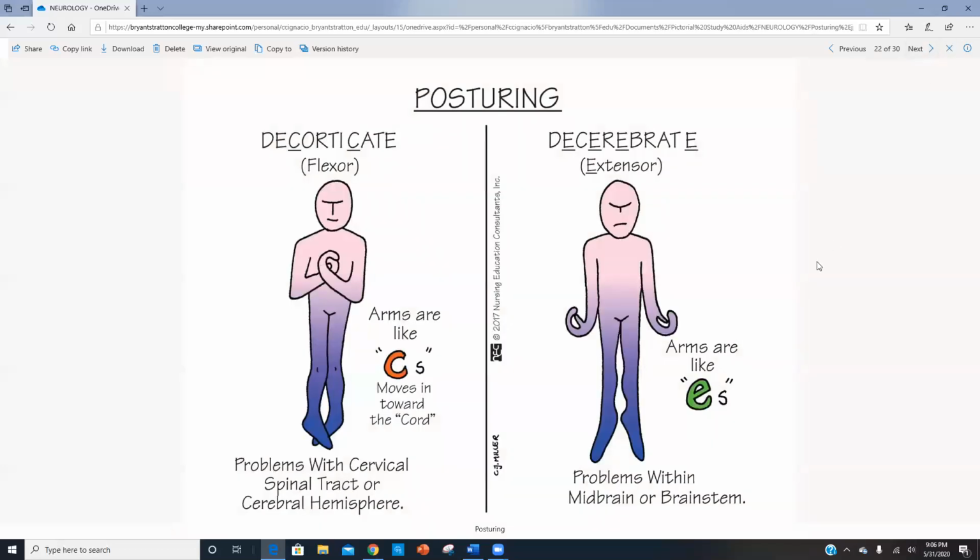All right, posturing again. This is just another pictorial to help you remember. Decorticate, bringing to the core, and decerebrate is extending. The arms are like E's. So this is a pretty cool one.